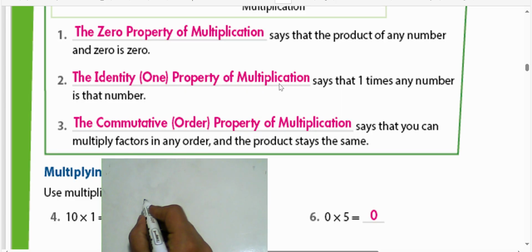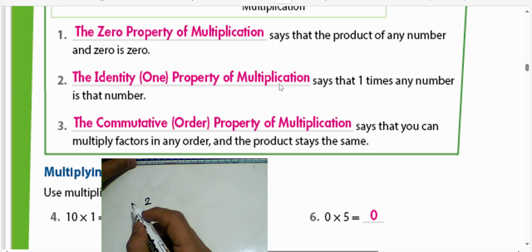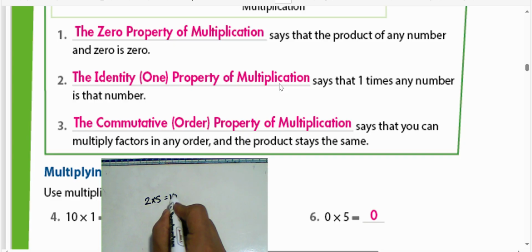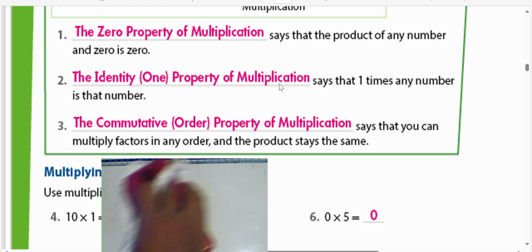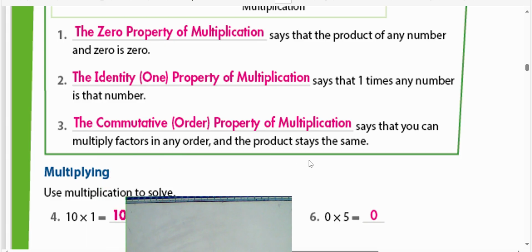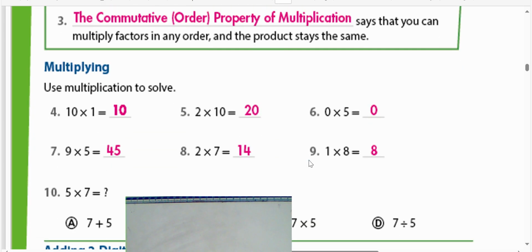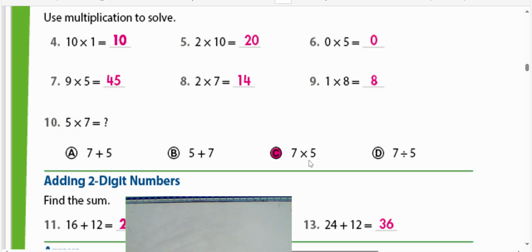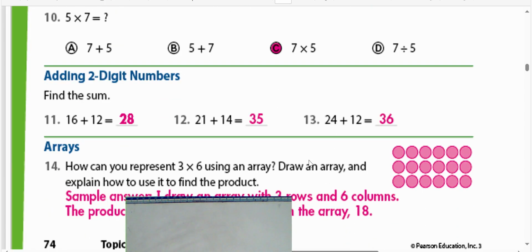We must know about this property. 2 times 5 equals 10, and 4 times 25 equals 100. 8 times 125 will be 1000. So we must know this property. And 0 times 5 is 0, 2 times 10 is 20, 5 times 7 equals 7 times 5, 16 plus 12 equals 28, 21 plus 14 is 35, and 24 plus 12 equals 36, and so on.